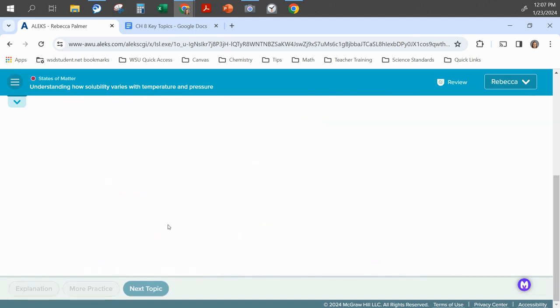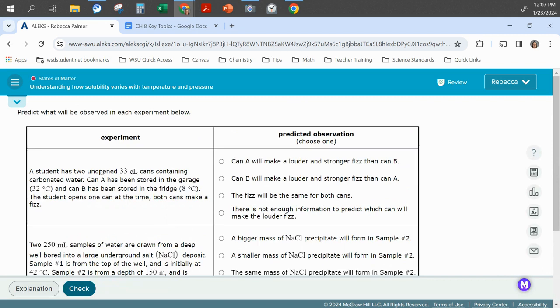Okay, let's do one more. This one says there's a pop can, and one has been stored at 32 degrees Celsius, and one has been stored at 8 degrees Celsius. So based on what we know about dissolved gases, which one will the gas dissolve in better? Yes, good. So colder temperature, gas dissolves better.